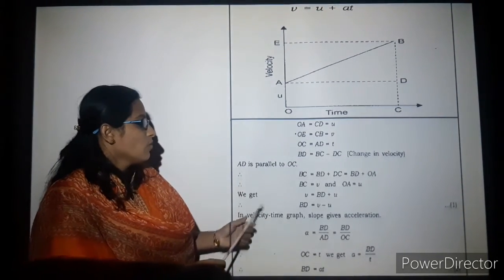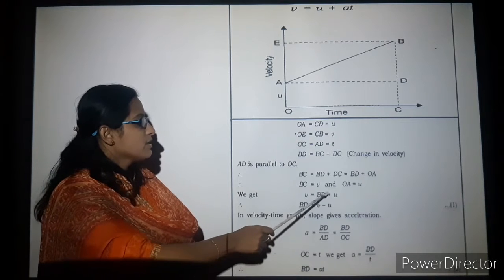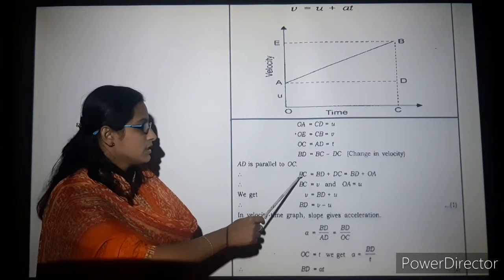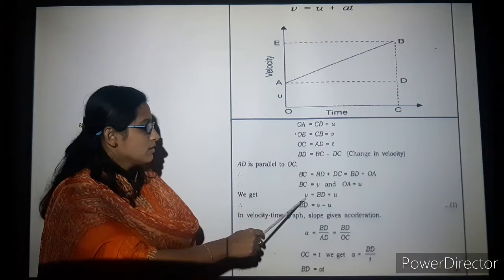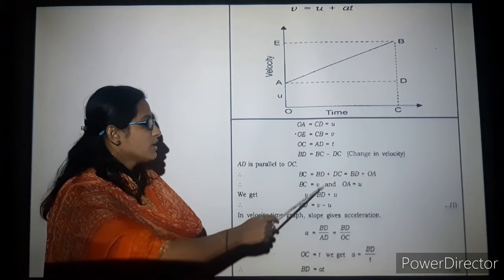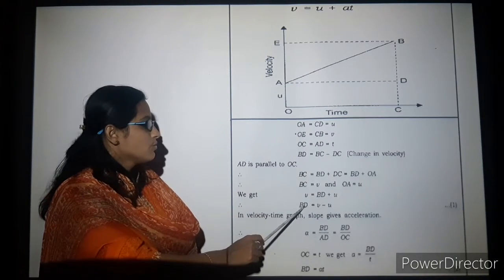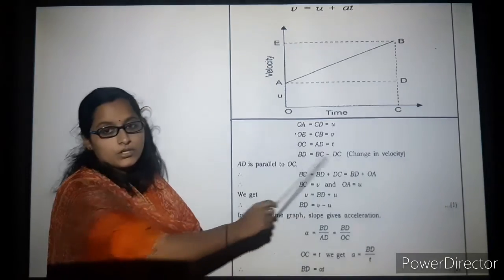So what do we get now? BC is v, and BD plus DC is u. So BD is equal to v minus u.